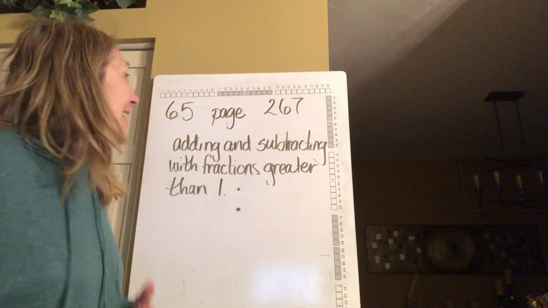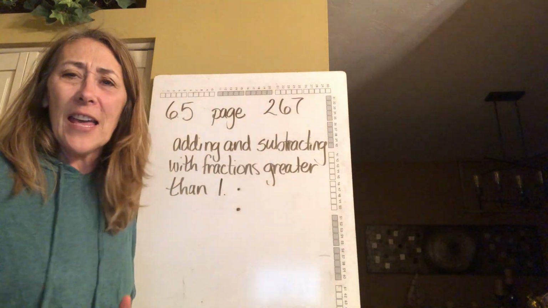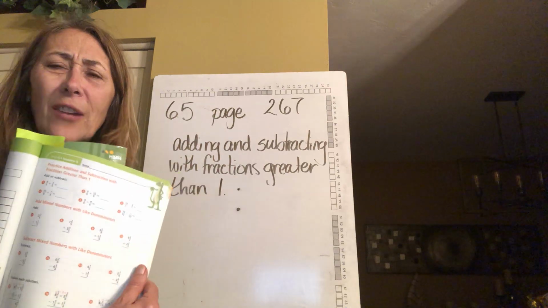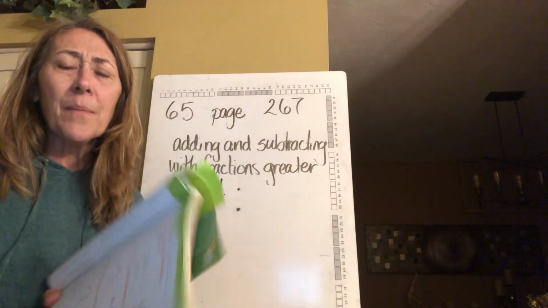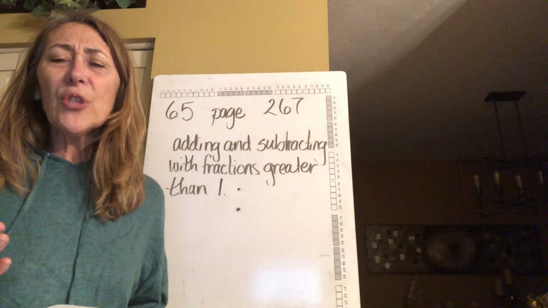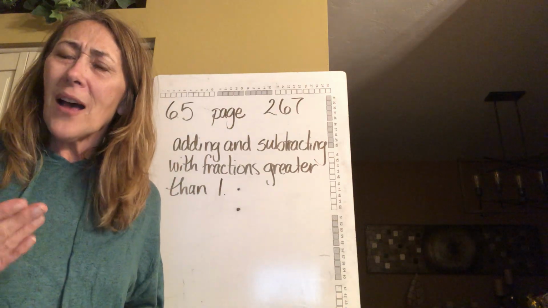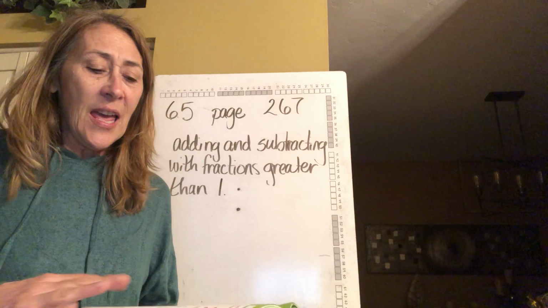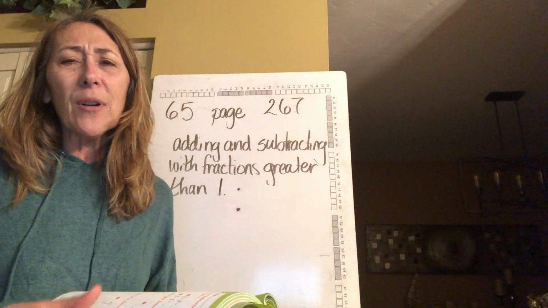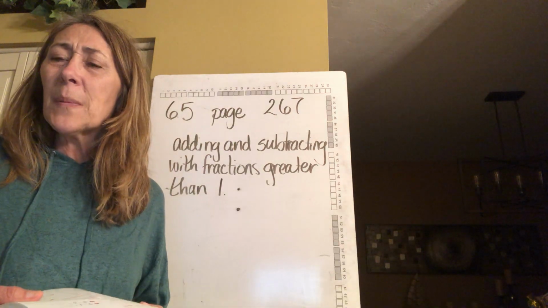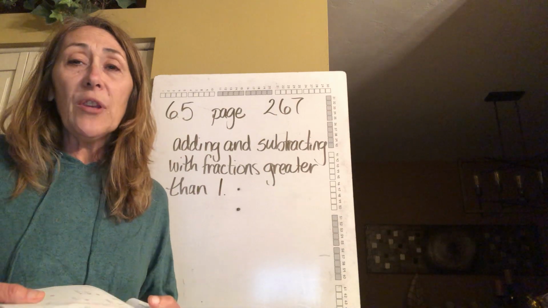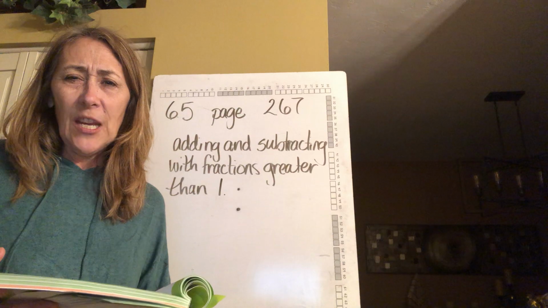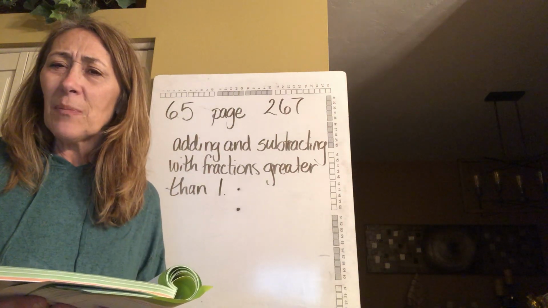Today's lesson is 6.5 and it's in your workbook on page 267. So I want you to pause, get your workbook, a pencil, and maybe some extra paper because there's going to be some problems I want to do with you, and then I'm going to want you to do them and pause this video, and then we're going to come back and check them together.